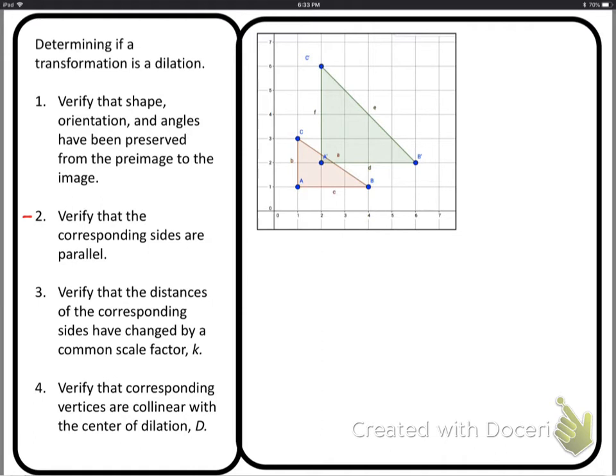So corresponding sides are parallel. Remember they have the same slope, but we can already see that this side is parallel to this side, right? They have the same slope there. They have a slope of up 1, up 2, run nothing, right? They have a slope of 0. Here, this is parallel to this, so far we're good. All the sides are parallel, right? They have the same slope there. The slope here is 1, 2, 3. Well, they're parallel.